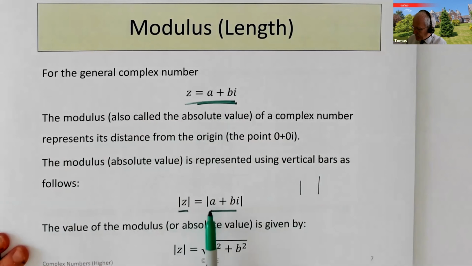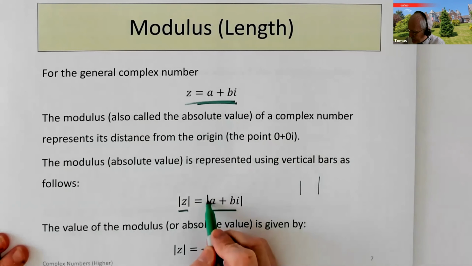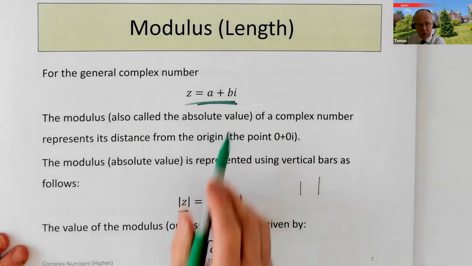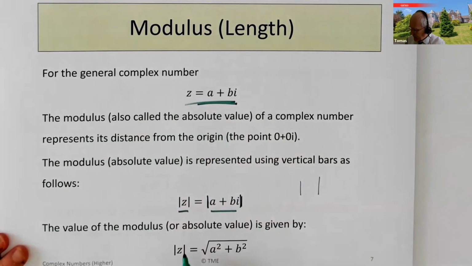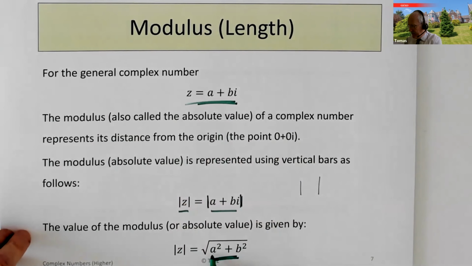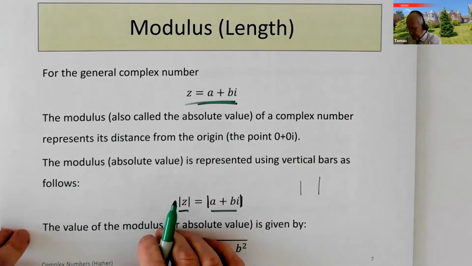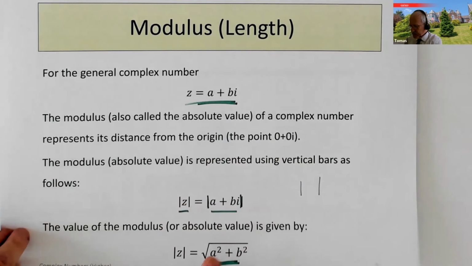And the definition of a modulus is bars around a plus bi, bars around the complex number z, and that is equal to the square root of a squared plus b squared. So you take the coefficient of the real part and the coefficient of the imaginary part, square both, and then take the square root.